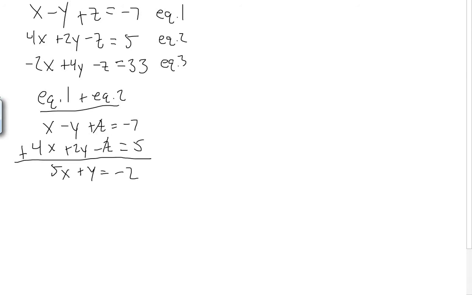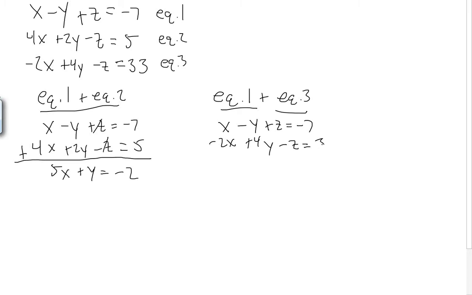Now for step 2, we're supposed to choose a different pair. We chose equation 1 and equation 2 before, so I just have to choose a different pair. What are my options? I can take equation 1 and equation 3, or I can take equation 2 and equation 3. I'm going to take equation 1 and equation 3 and see if you can figure out why. Equation 1 is still x minus y plus z equal to -7. Equation 3 is -2x plus 4y minus z equal to 33.